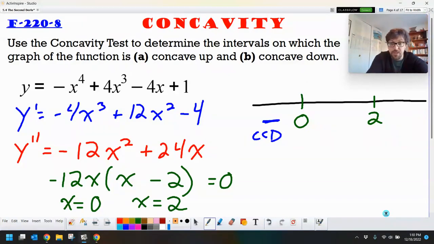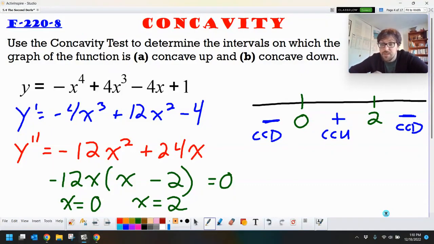Then we check something between 0 and 2. So 1, if we put a 1 here, we would get negative 12 plus 24. That's going to be a positive value, so we're going to be concave up. Finally, we check some number that's bigger than 2. I'm going to do 10. So we get negative 1200 plus 240. That's not going to be very close, so that's definitely going to be a negative value. So this is also concave down. So we've got two intervals where we're concave down and one interval where we're concave up.